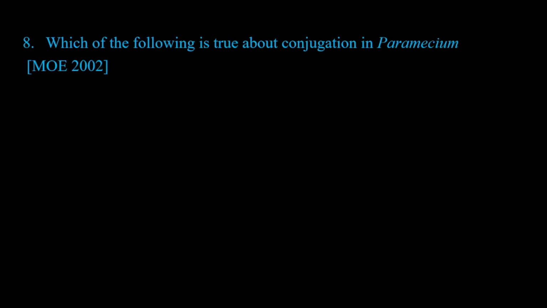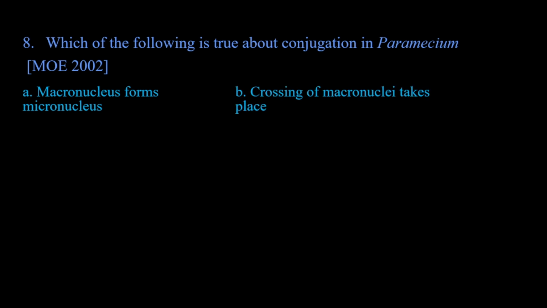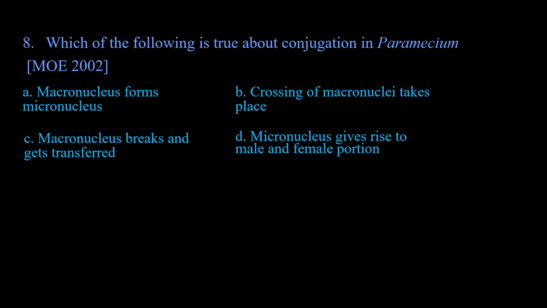Question number 8. Which of the following is true about conjugation in Paramecium? Options are A. Macronucleus forms micronucleus. B. Crossing of macronuclei takes place. C. Macronucleus breaks and gets transferred. D. Micronucleus gives rise to male and female pronuclei.